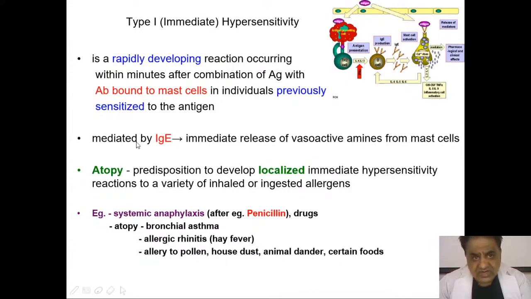Examples of type 1 immediate hypersensitivity, or anaphylaxis or atopy, mediated by IgE, where the cellular component is a mast cell, are, for example, allergy to penicillin and other drugs. Asthma is actually an atopic type of type 1 hypersensitivity. Hay fever or allergic rhinitis, allergy to pollen, house dust, animal dander, and foods, egg allergy for example, all come under atopic or minor forms of type 1 hypersensitivity.